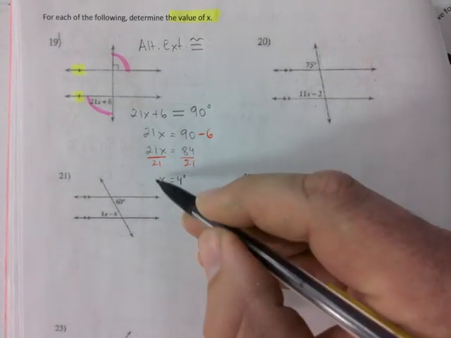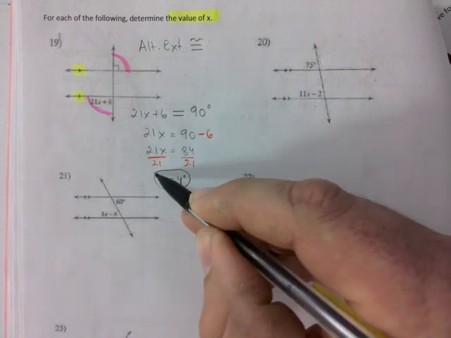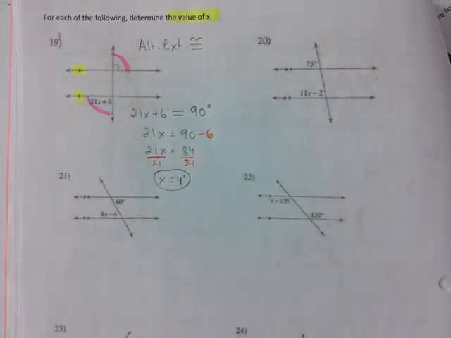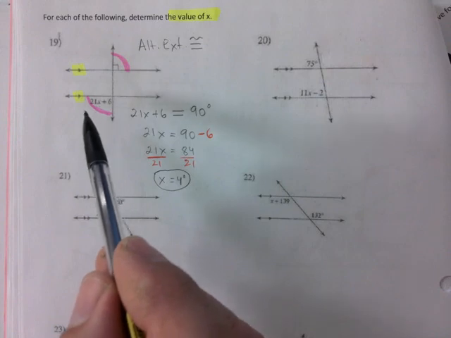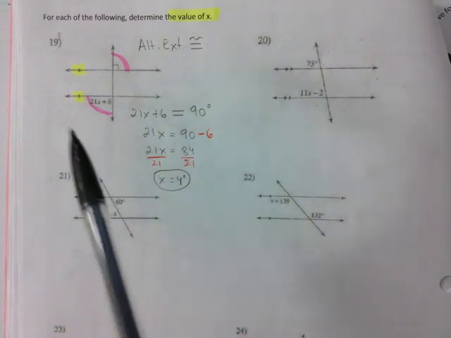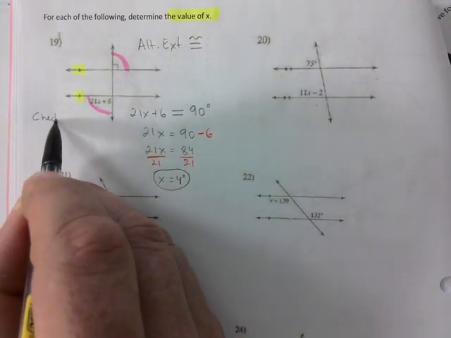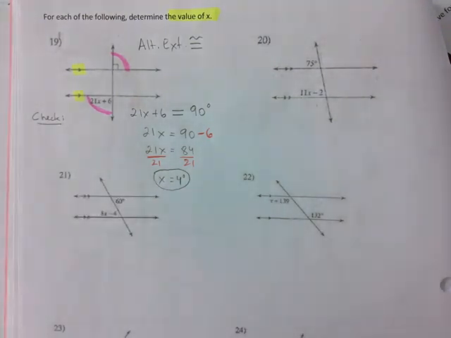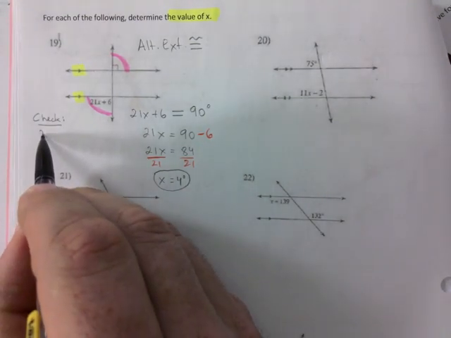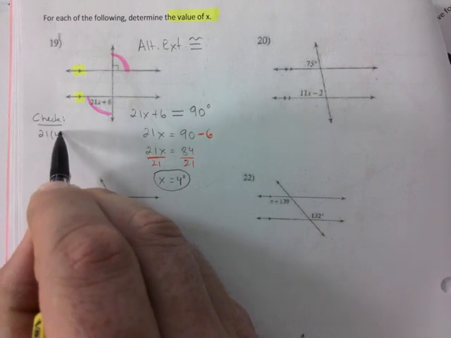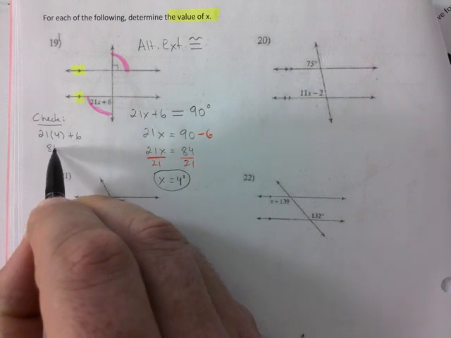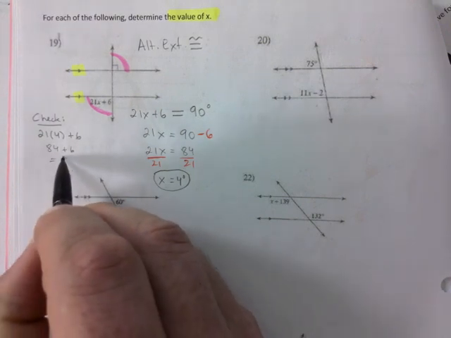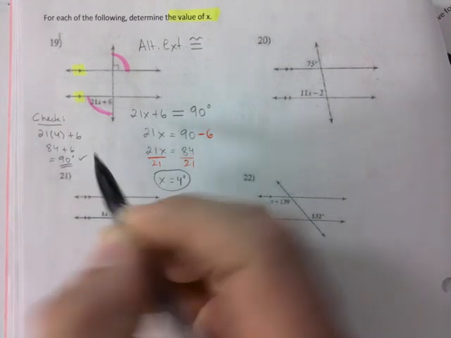And it's going to be in degrees. So now you found out what x is. You should be able to go back to this angle, plug in x, and it should be 90, correct? So check. That's if they ask you to actually state the angle, right? So that would be 21 times 4 plus 6. 21 times 4 is 84, plus 6 is 90, right? 90 degrees. So it checks out.